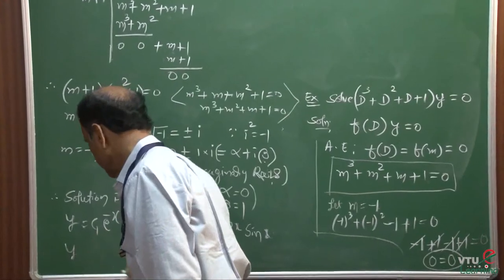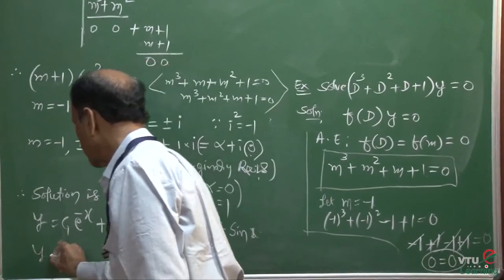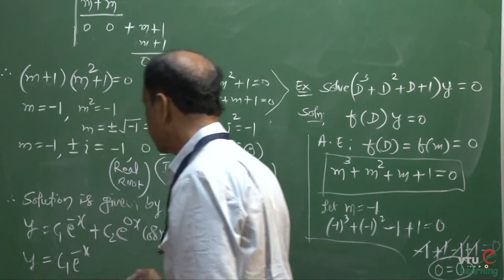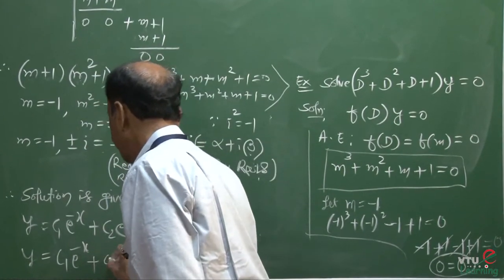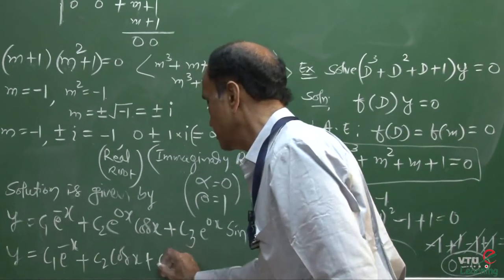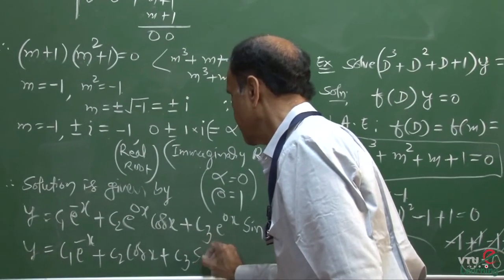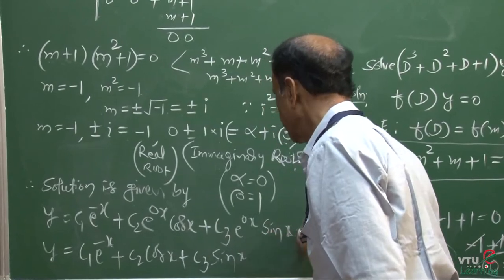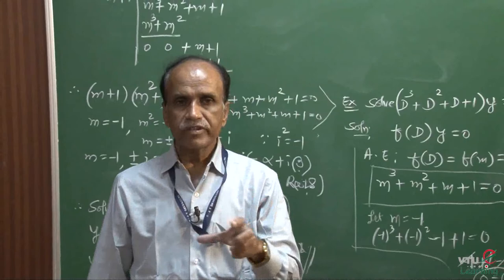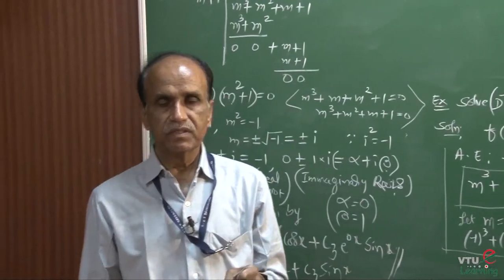Finally, y is equal to c1 e to the power minus x plus c2 cos x plus c3 sine x. This is the solution.